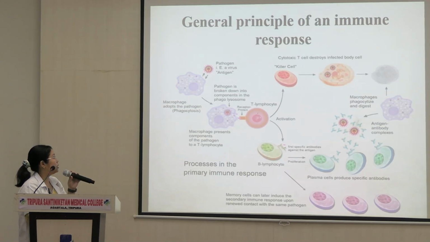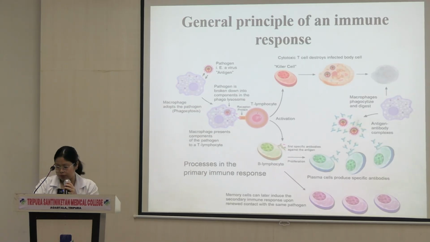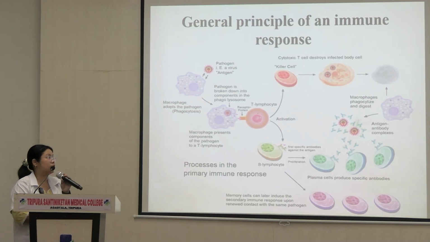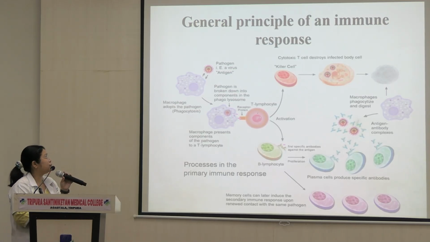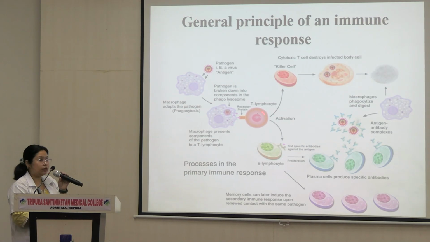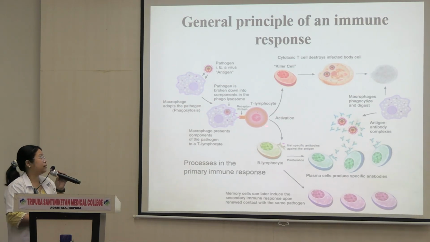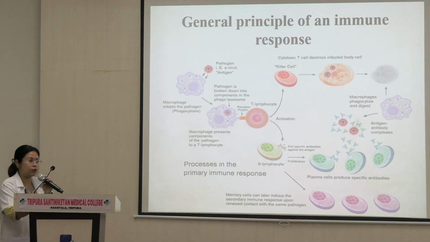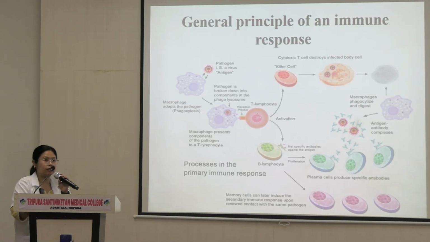This will be processed inside the macrophage into various components. Remember, the macrophage is an antigen presenting cell. So it will present these components to the T cells. Okay, so it will go to the lymphocytes. So they will come together. This interaction will cause the activation of lymphocytes. And one of these lymphocytes is the T lymphocyte, which is directly responsible for killing the cells.